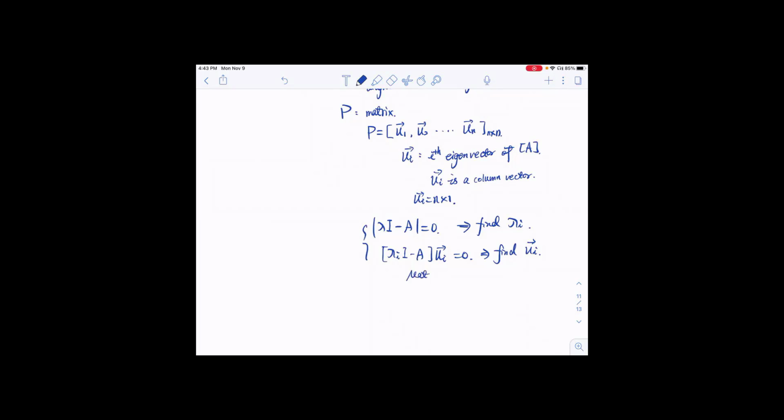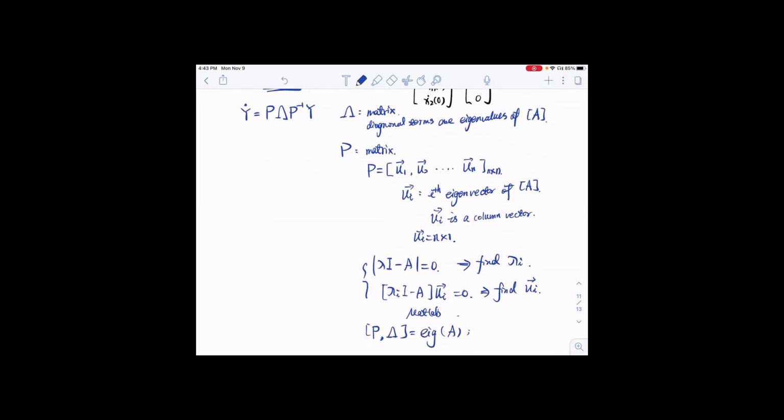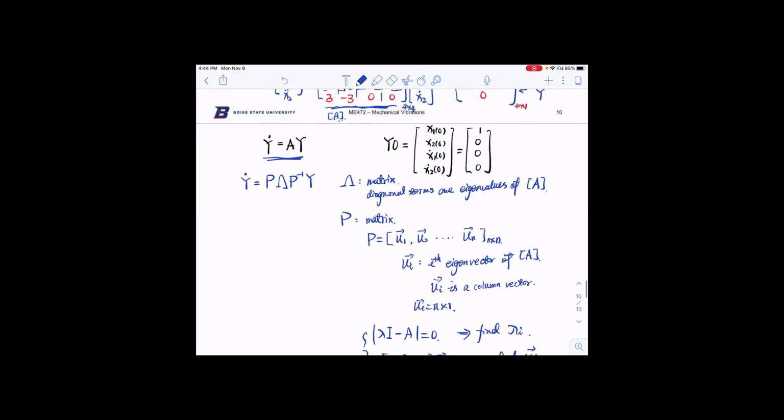If you want to do this in MATLAB, you just need to use the eigenfunction, eig. This function is going to give you two outputs. It's going to give you P and lambda directly. Okay, so that's easy. All right, so I believe 99% of you are going to use MATLAB. So let's say you find your P and lambda using the eig function. Then we can decompose your A matrix into 3 parts. And then after that, you just multiply both sides by P inverse.